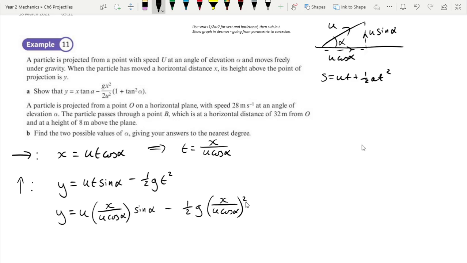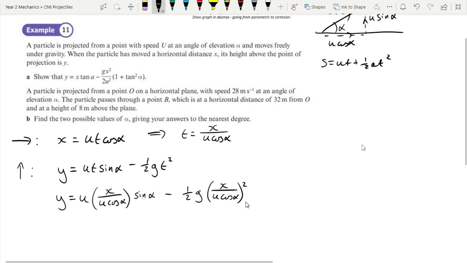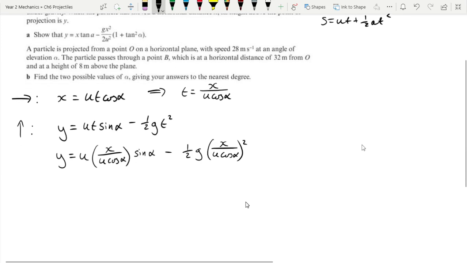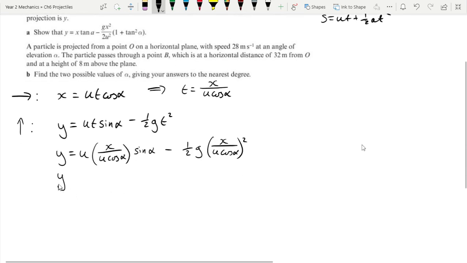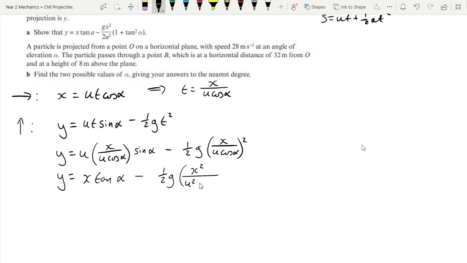Now this is basically the answer, but I've just got to rearrange it and make it look like how they want it. So in this first term, the u's will cancel out, and I've also got a sine alpha over cos alpha, so this will just give me x tan alpha. In this next term at the end, I've got minus half g, and inside the bracket I've got x squared over u squared cos squared alpha. I've just squared everything inside the bracket.